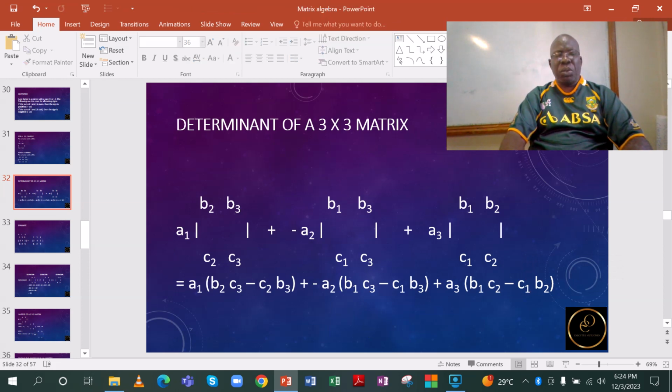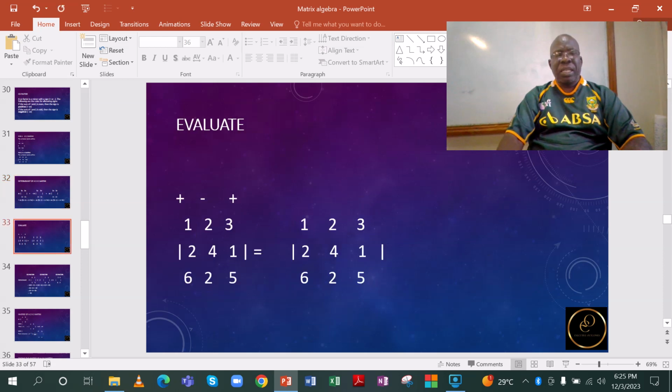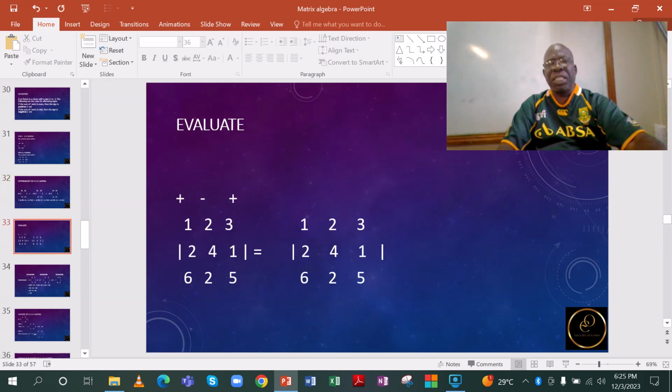When you calculate this, it will give you the determinant of the matrix A1, A2, A3, B1, B2, B3, C1, C2, C3, which we started with. That's how you get the determinant. Fine. Let's look at how we actually evaluate a particular matrix.